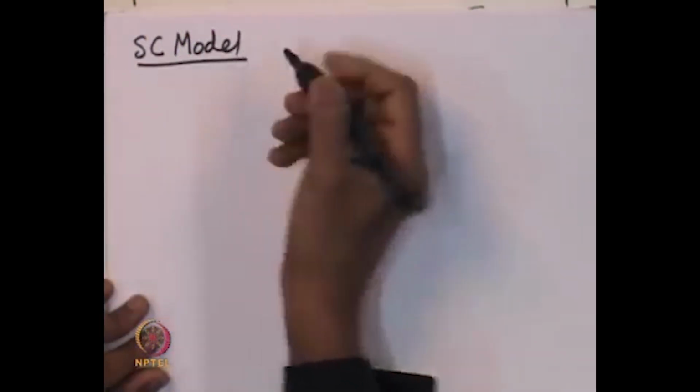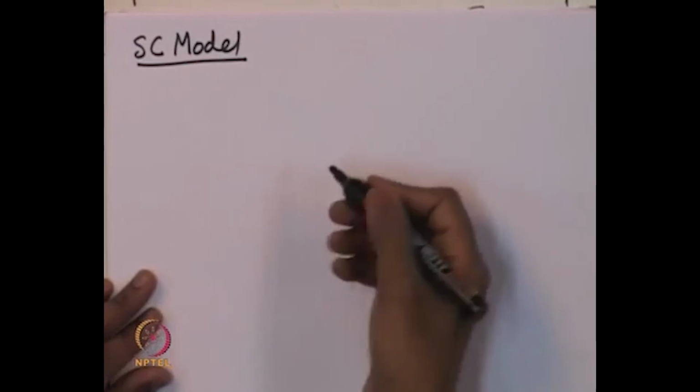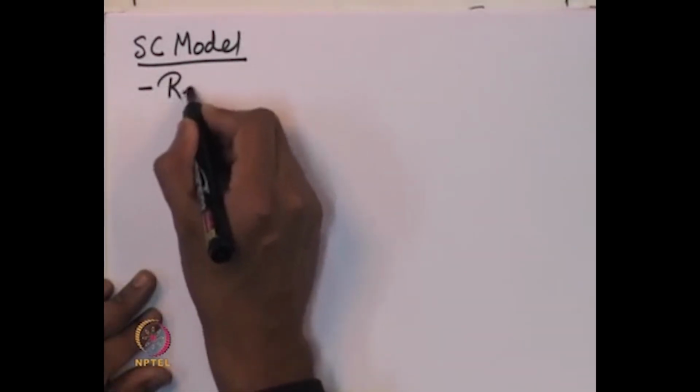Next, let us look at the shrinking core model. The shrinking core model assumes that the reaction first occurs in the outer skin.